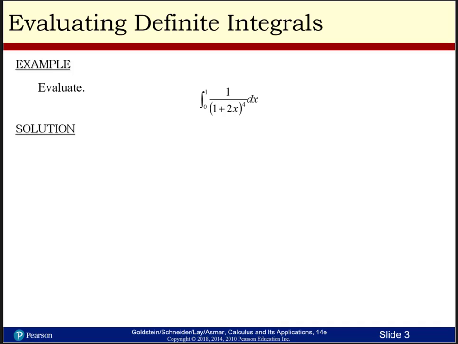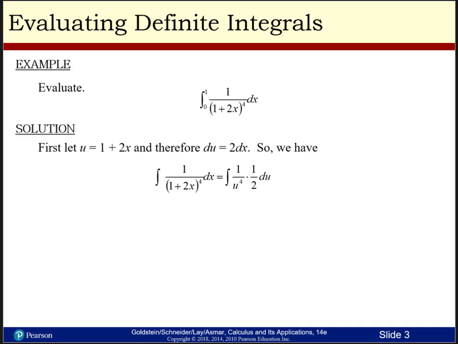If we have something like the integral from 0 to 1 of 1 over the quantity 1 plus 2x all raised to the fourth dx, we're going to do substitution. So first let's let u equal 1 plus 2x. We'll take the derivative of both sides. So we'll have du equals 2 dx. We'll solve this for dx so that we can do our substitutions, and we'll get that the integral is 1 over u to the fourth times 1/2 du, which is this piece right here solved for dx and replaced.